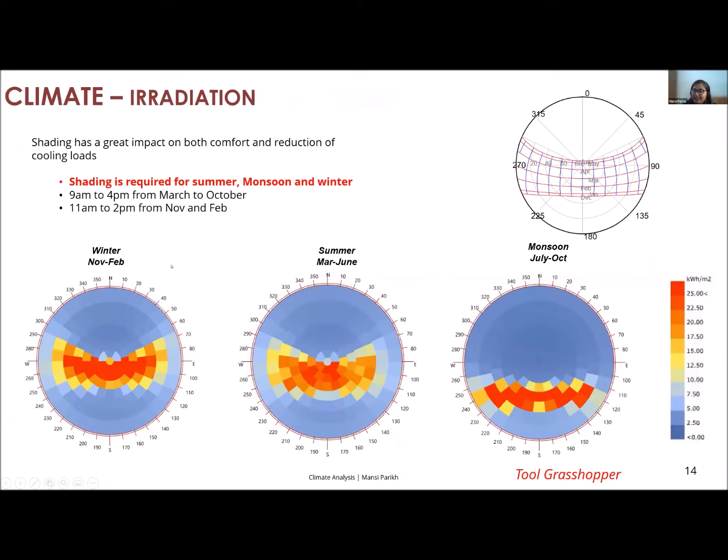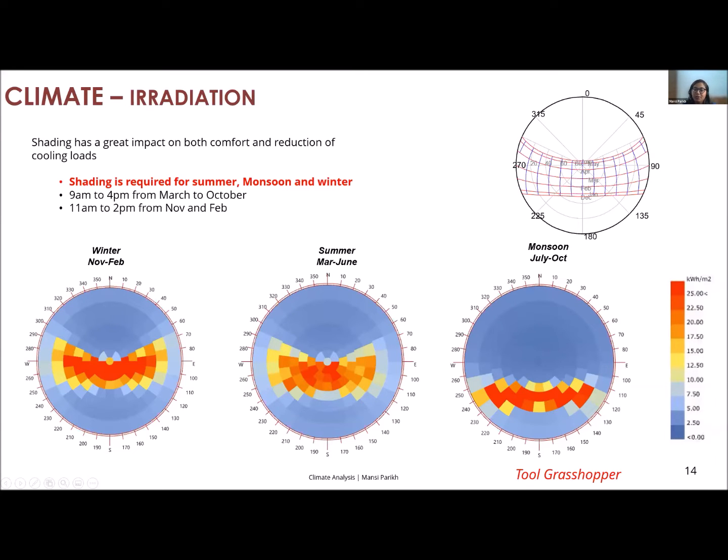What happens is irradiation is higher across the year. So all red, as you can see on your screens, all reds. That is irradiation of more than 25 kWh per meter square is happening across the year. You can see that in winter, in summer, and you can also see the same in the monsoon season. So you would need to shade your windows not only for summer sun, but for high intensity winter sun as well as monsoon sun. So the correct answer here is that we would require shading in all of these months.